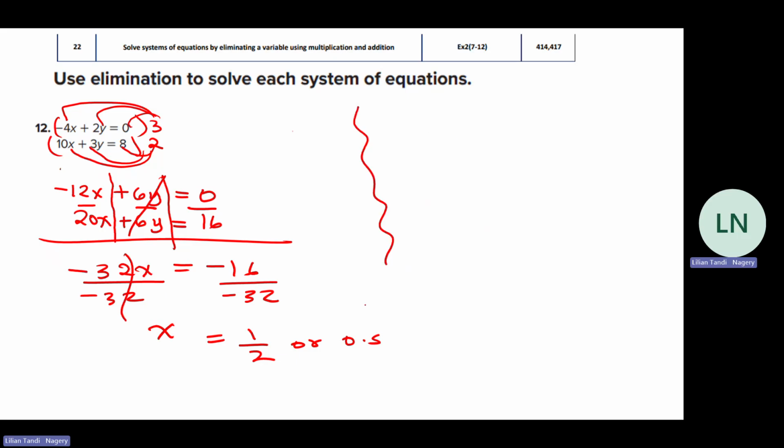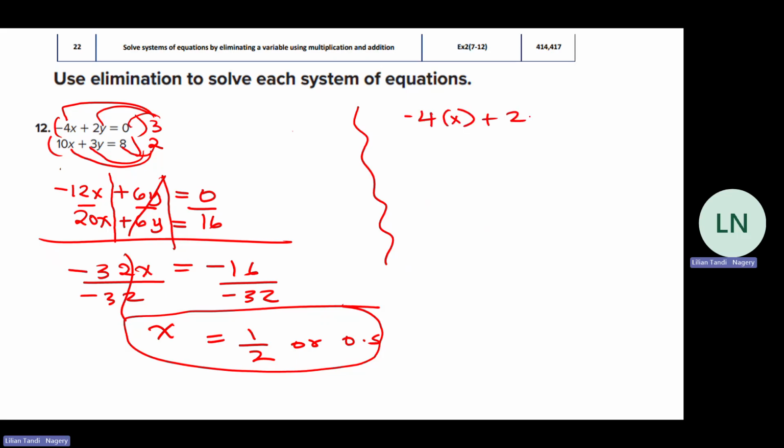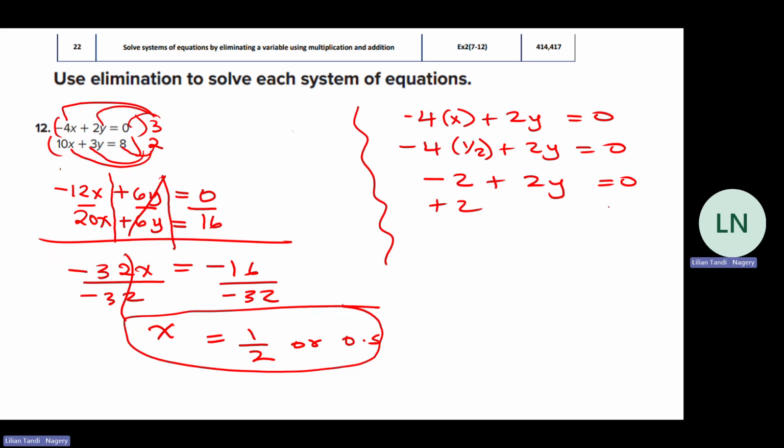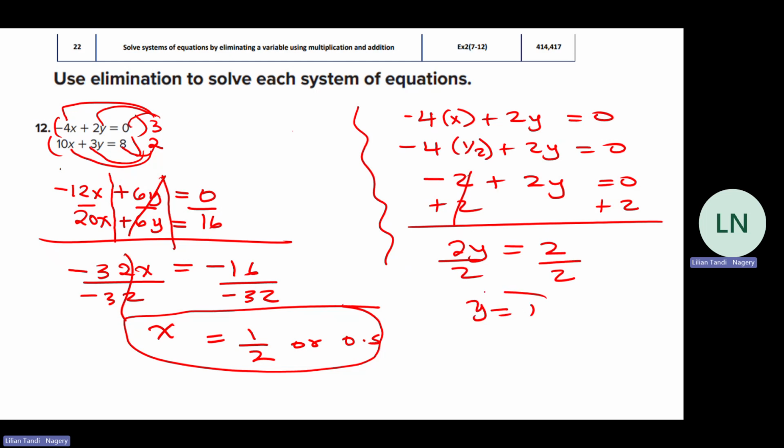Now let's find y. Which equation? Let's use the first one. It's better. Negative 4x plus 2y equals 0. Negative 4 multiplied by half plus 2y equals 0. Negative 2 plus 2y equals 0. Plus 2, plus 2. 2y equals 2. Divide by 2, divide by 2, y equals 1.